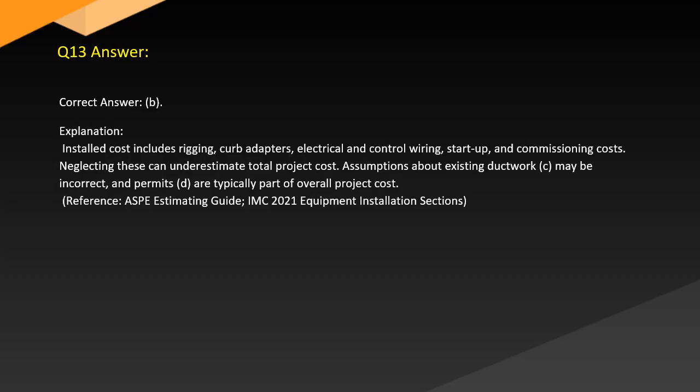Answer. Correct answer: B. Explanation: Installed cost includes rigging, curb adapters, electrical and control wiring, startup and commissioning costs. Neglecting these can underestimate total project cost. Assumptions about existing ductwork (C) may be incorrect, and permits (D) are typically part of overall project cost. Reference: Estimating Guide, IMP 2021, Equipment Installation Sections.